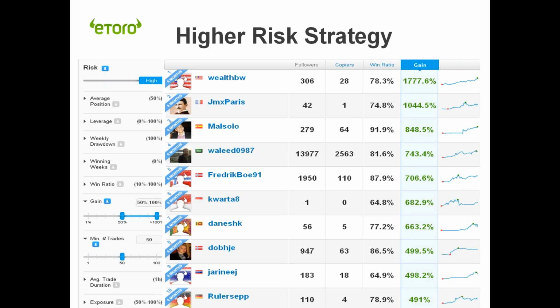So having a look, this is the high risk parameter. Again, this will give it to you. We're looking for a gain of at least 50. That's going to weed out a lot of the lower ones. And again, we want to see minimum trades 50, because it's all very well to have a gain, but if they don't trade, it doesn't really help you when you start copying them.